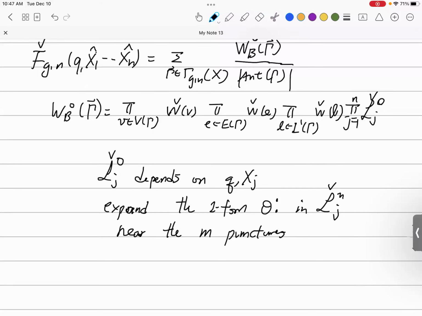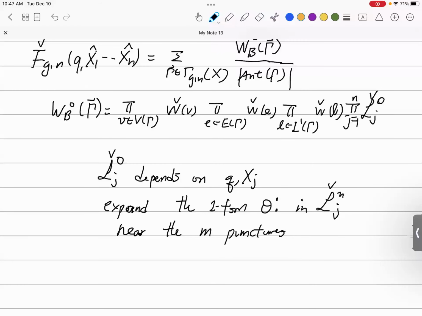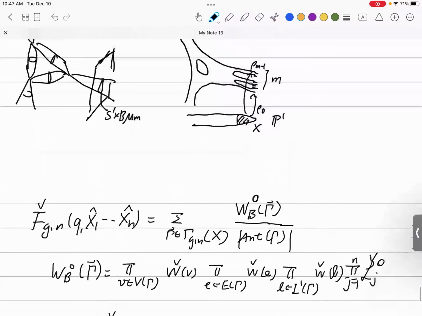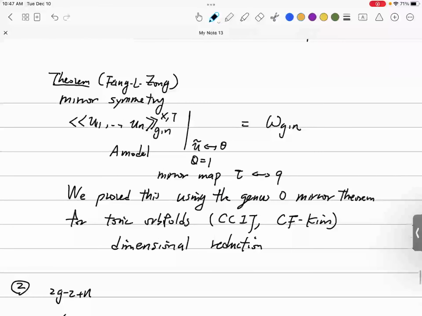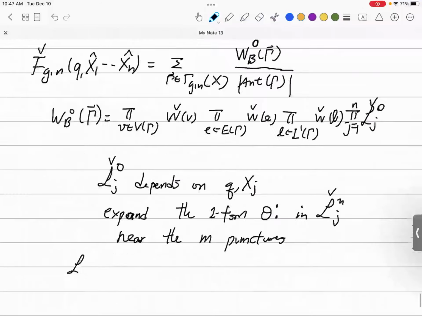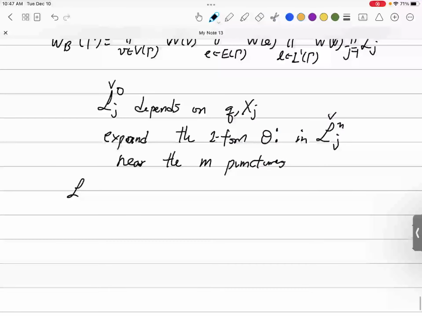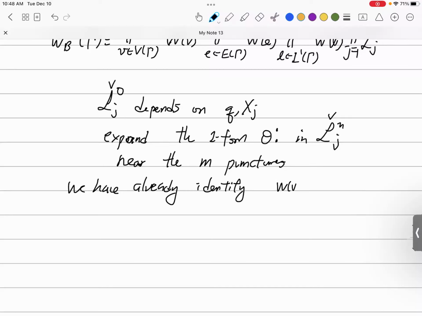So then you see that we already identified this. So we only need to identify... we have already identified the dilaton leaves in the first part.